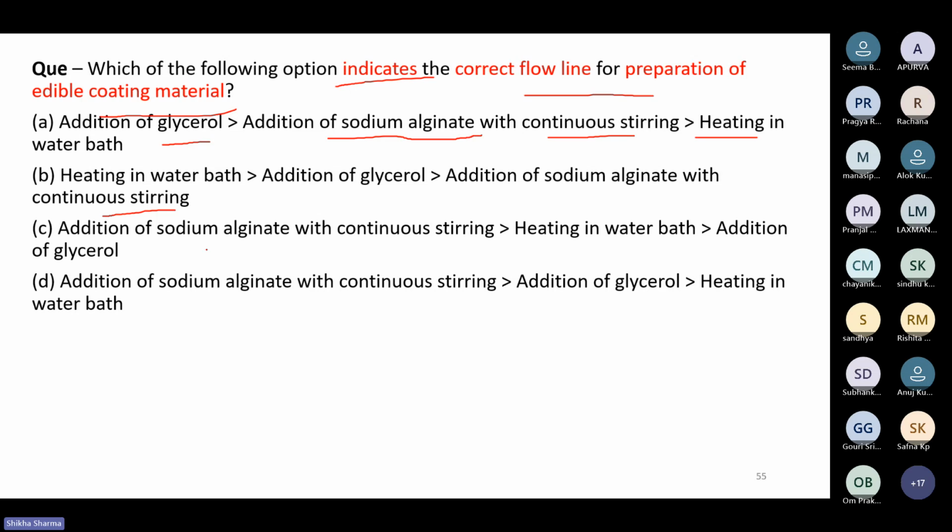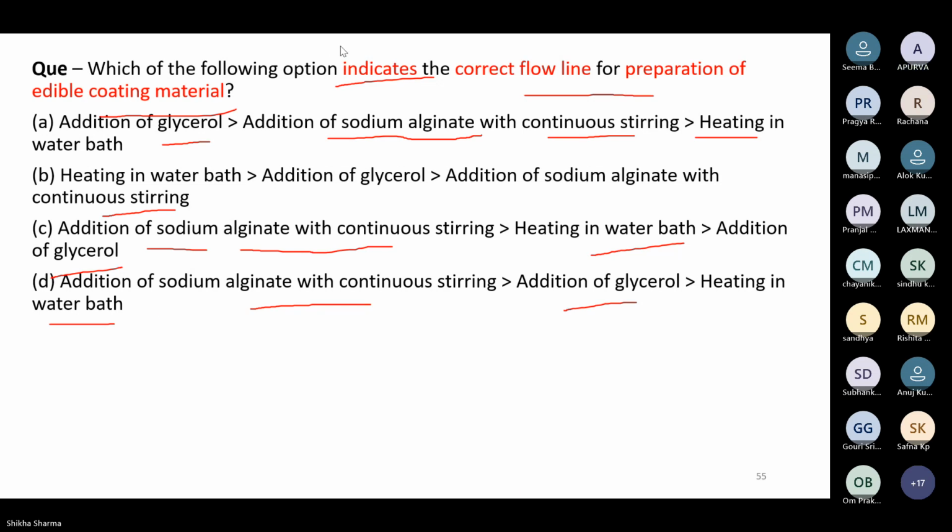Option C is addition of sodium alginate with continuous stirring, then heating in the water bath, and then addition of glycerol. And option D is addition of sodium alginate with continuous stirring, then addition of glycerol, and finally heating in the water bath. Please now put your opinion.